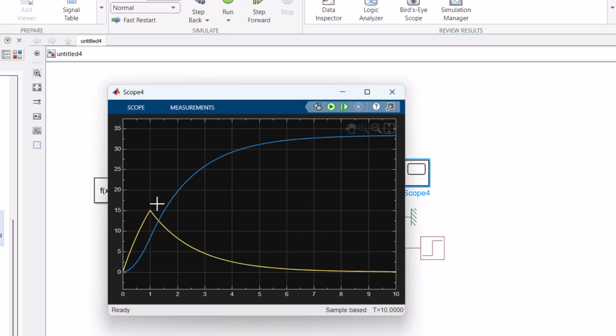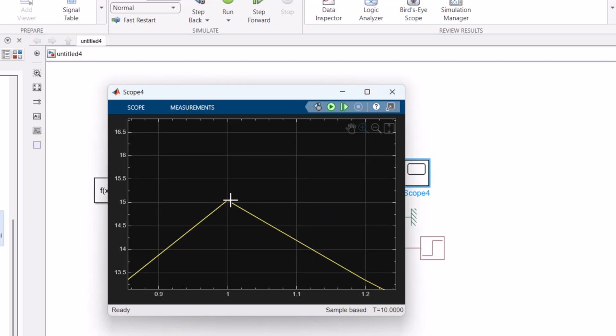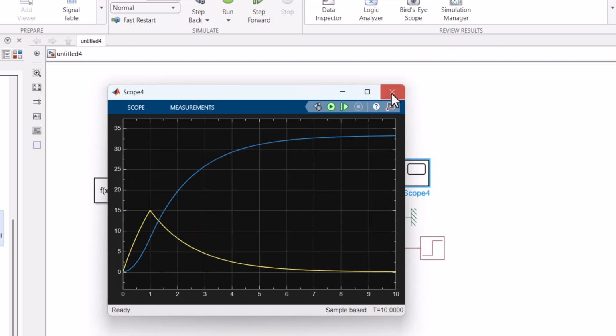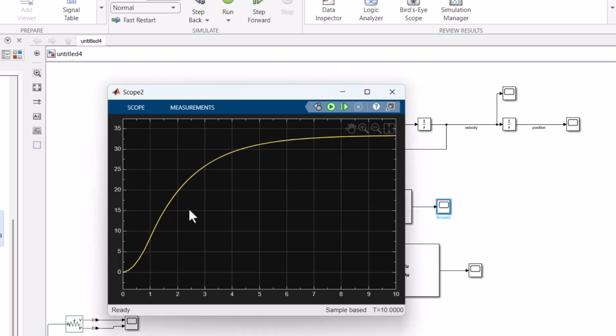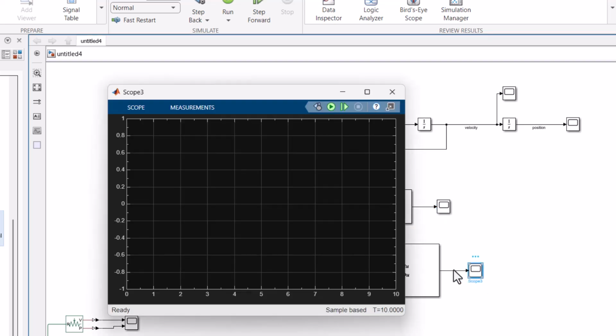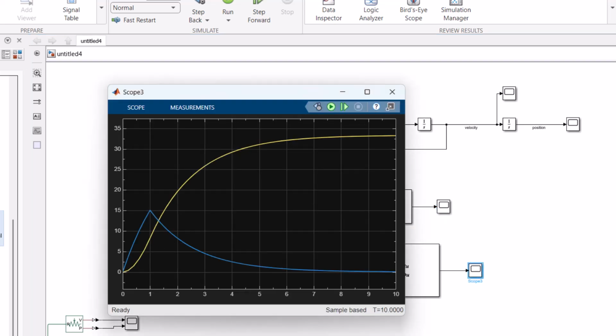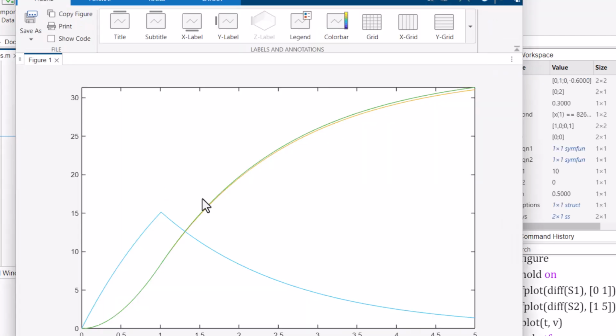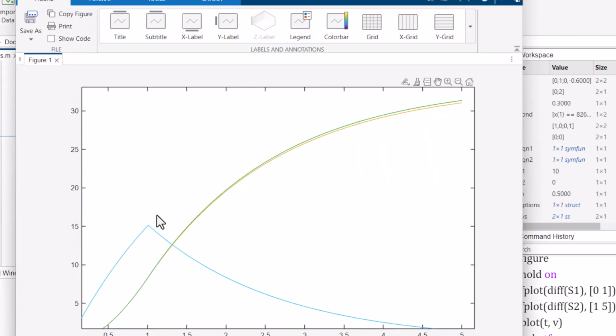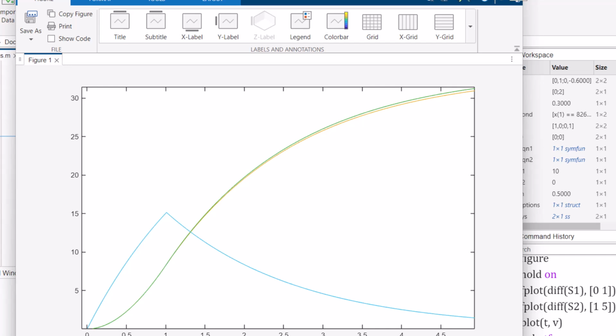In all of the results, the velocity at 1 second was almost equal to 15, as you can see in any of these plots. Okay, not this one. Here it is almost equal to 15, and if I press F5 here you can see velocity is almost 15. And that concludes this tutorial.